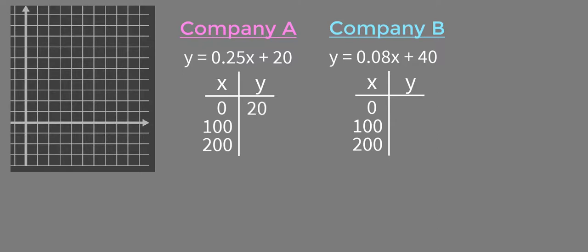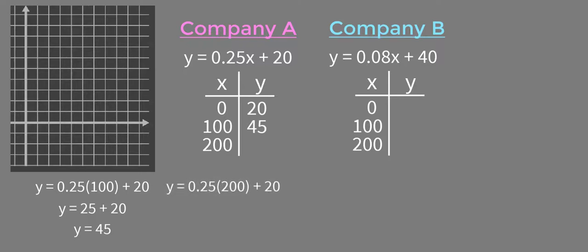With 100, we have Y equals 0.25 times 100 plus 20, which equals 25 plus 20, which equals 45. And at 200, we have Y equals 0.25 times 200 plus 20, which equals 50 plus 20, which equals 70.